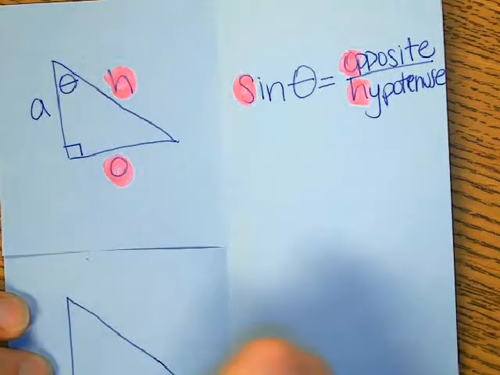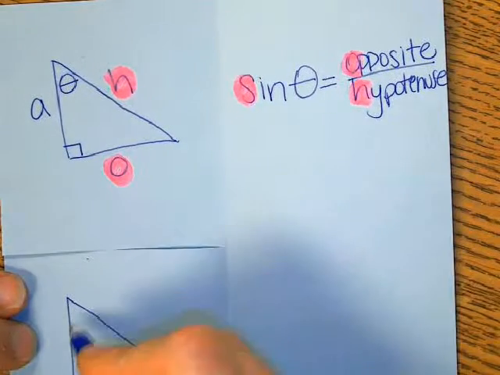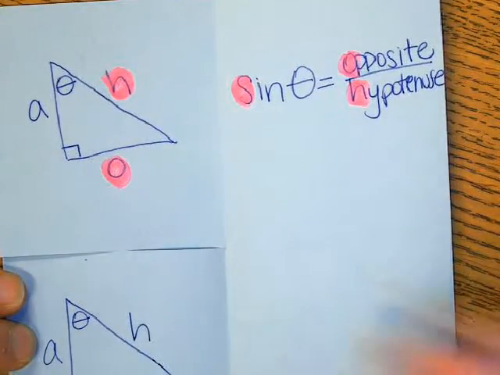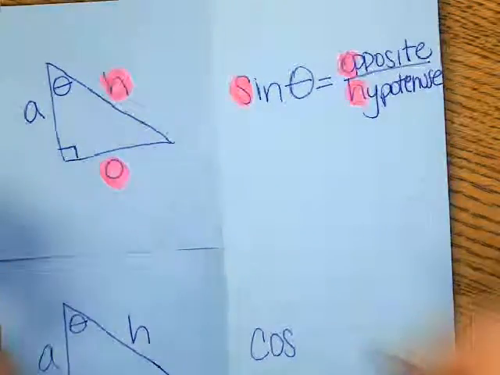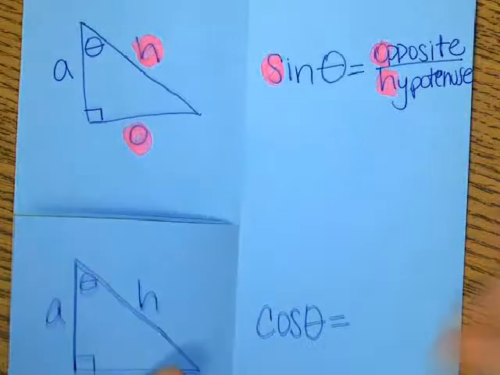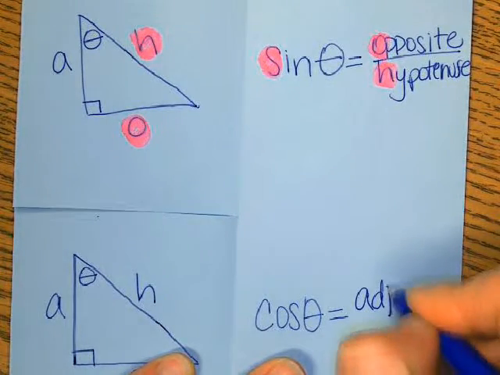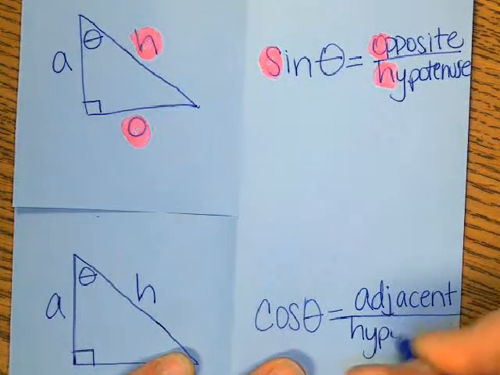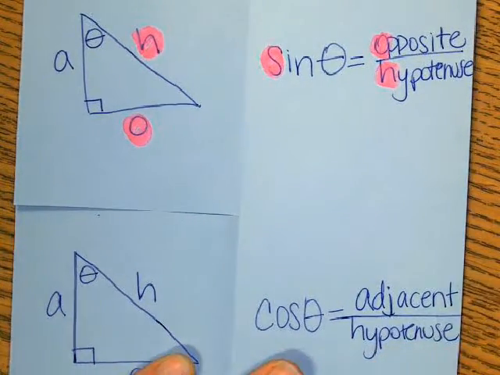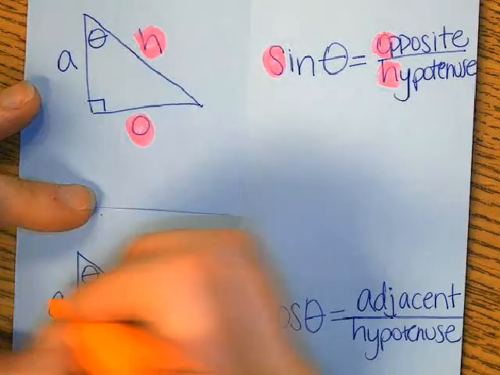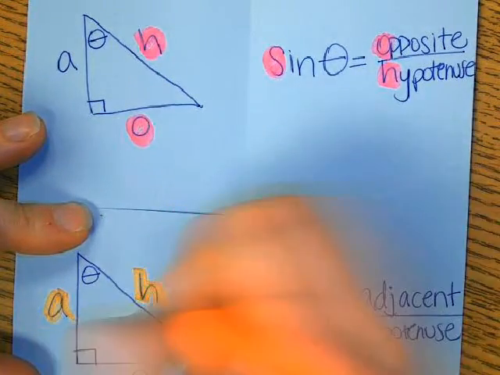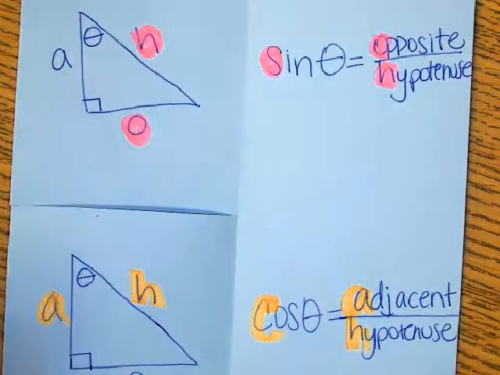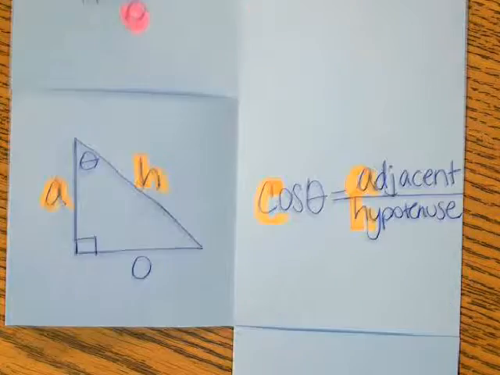Just draw yourself a right triangle. Same thing, we're going to call this theta, so this is still adjacent, this is opposite, this is hypotenuse. Now we're talking about cosine of theta. Remember that one is CAH, so cosine is adjacent over hypotenuse.